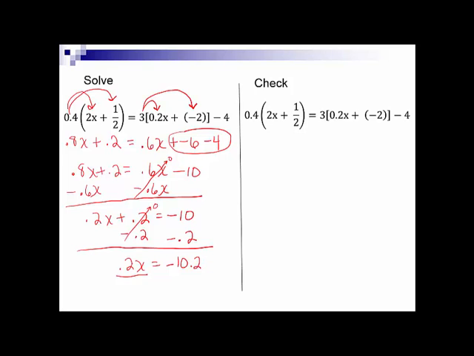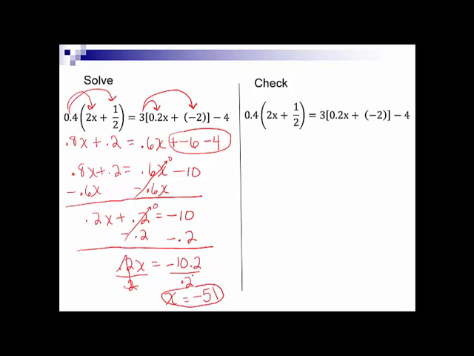I'm going to divide each side by whatever the coefficient on x is. So I'm going to divide each side by 0.2, because whatever I do to the left, I must also do to the right. The whole point was to isolate x by itself. 0.2 divided by 0.2 is a fancy form of 1. 1 times x is just x. Negative 10.2 divided by 0.2 is negative 51.